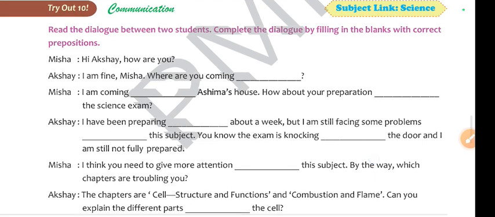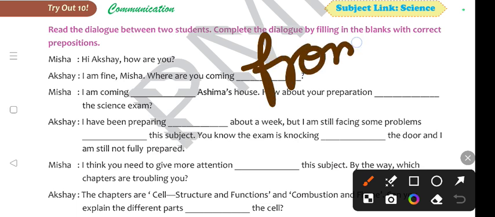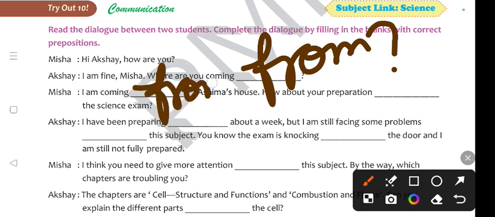Read the dialogue between 2 students. Complete the dialogue by filling in the blanks with correct preposition. Misha: Hi Akshay, how are you? Akshay: I'm fine. Where are you coming from? Misha: I'm coming from Amisha's house. How about your preparation for the science exam?